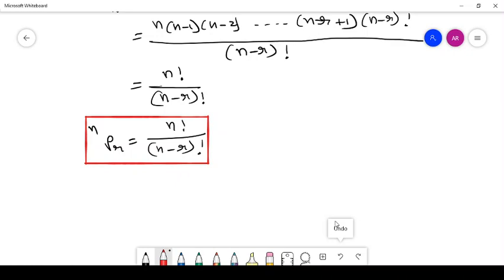You have to remember nPr is the product of r consecutive integers. That's why this can be written as n into n minus 1 up to n minus r plus 1. Next, nP0. What is the value of nP0?